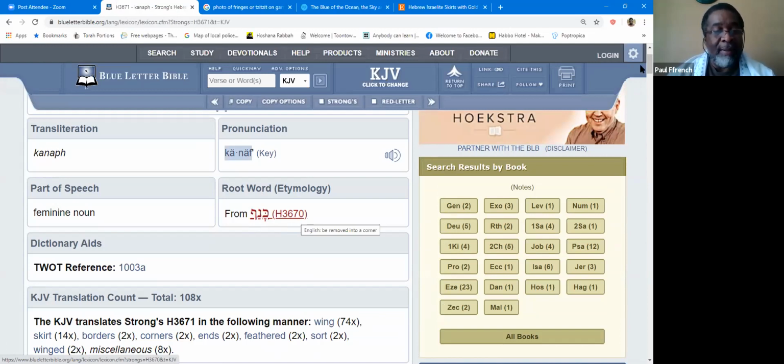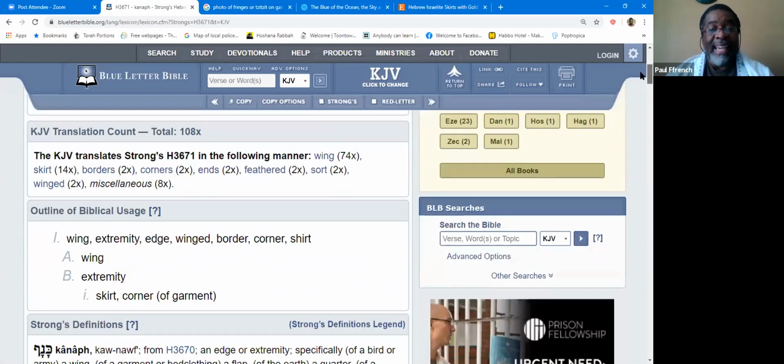All right, what's the meaning? We have different meanings. It's used as wing 74 times, skirt 14 times, borders 2 times, and corners 2 times. So I think the two main disputes we have is, is it on the borders or the corners? Personally, it doesn't really matter as long as you're trying to obey.